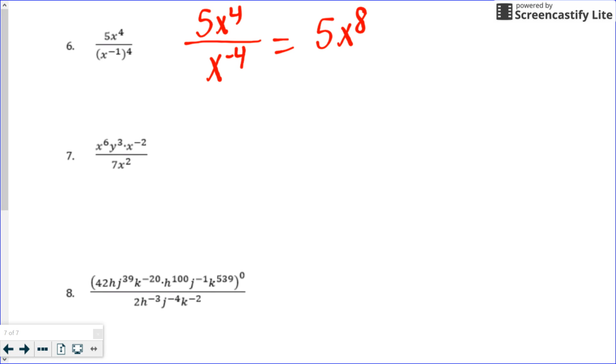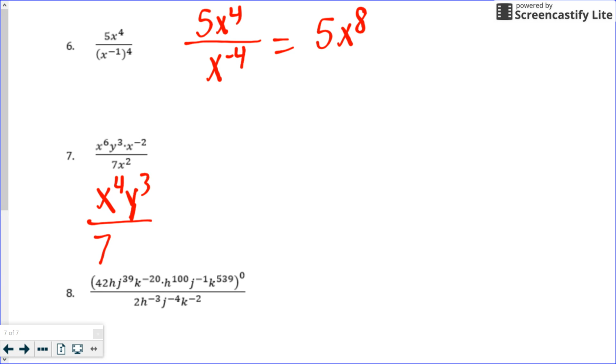Let's deal with the multiplication in the top first. When we multiply these x's, we add the exponents. So x to the 6 plus a negative 2, 6 minus 2 would be 4. Y cubed doesn't have anything to mess with.